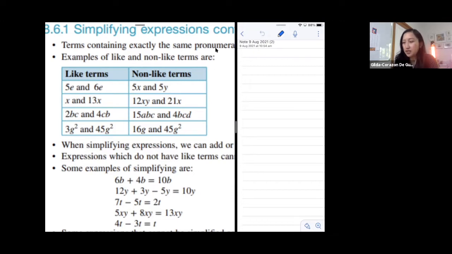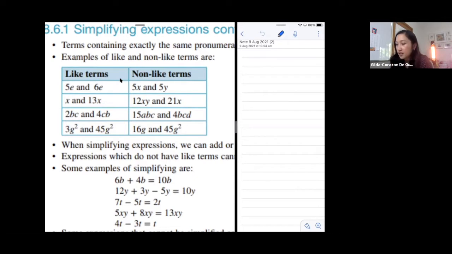Anyone who could define for us what like terms are in simple words? What's the same? What's different? Like terms are terms that have the same pronumerals. That's right. So they need to have the same pronumerals.